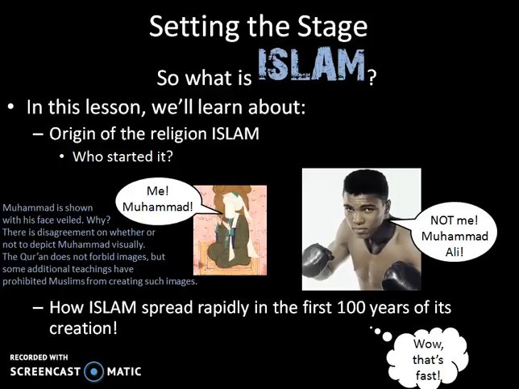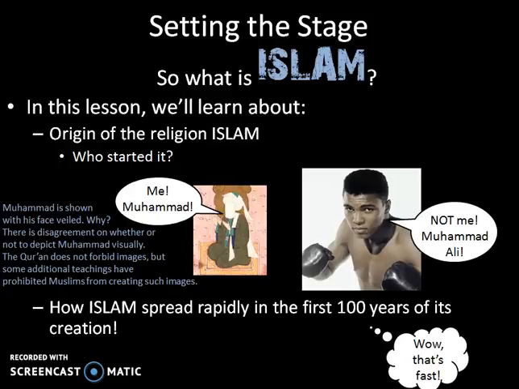So what is Islam? We'll actually be looking at the religion in the next unit, but in this lesson we'll learn about the origin of the religion. Where did it start, who started it, and how did it spread? So Muhammad began Islam when he received revelations from God.